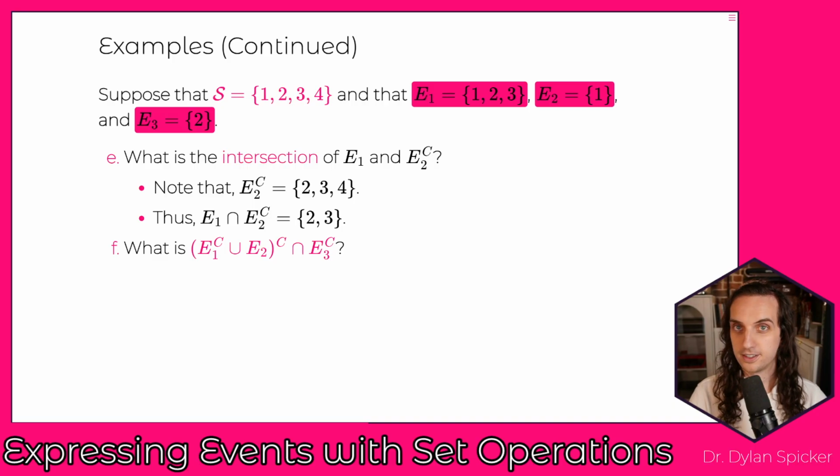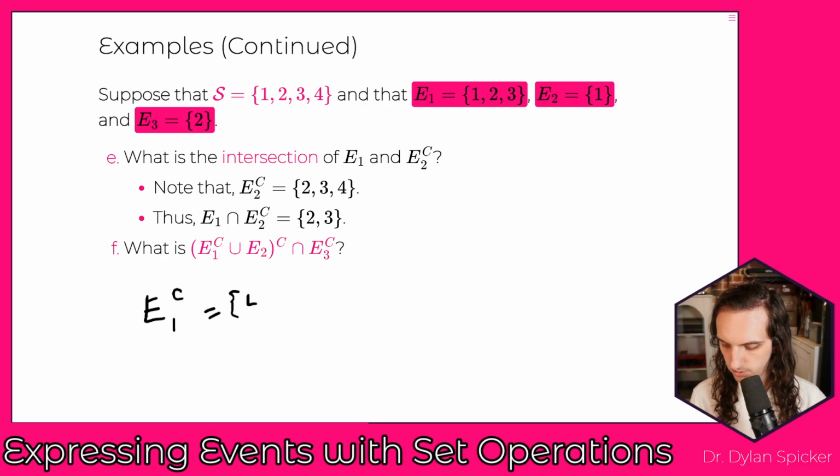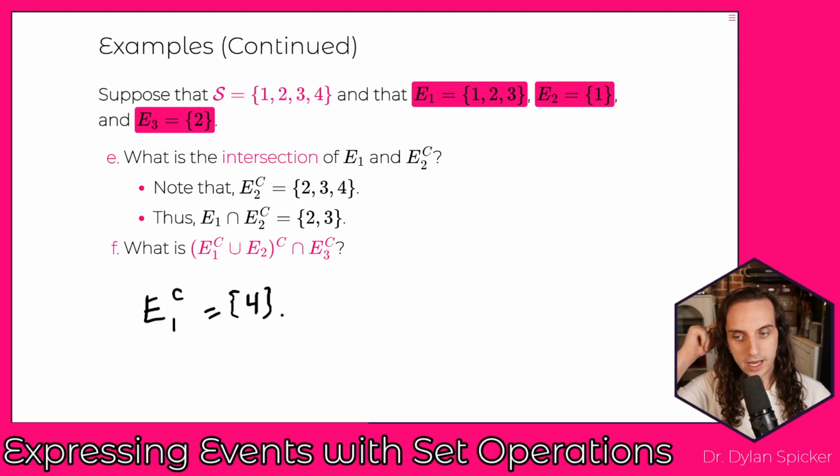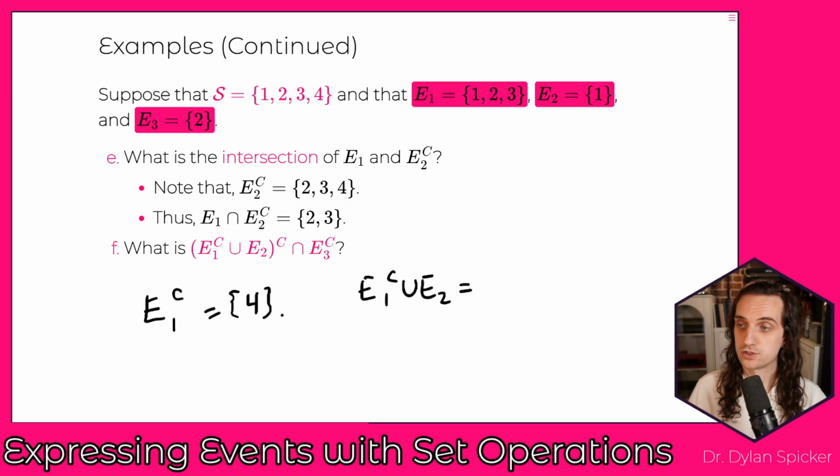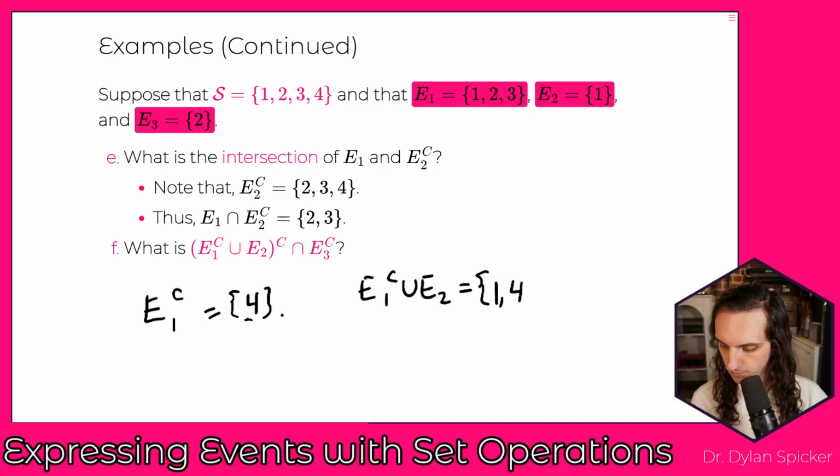But if you want to see how this is done, again, we'll take this one single piece at a time. So we start here with wanting to think about E1 complement. An E1 complement is everything that's not in E1. So that's just the set 4 here. Okay. And so what happens if we take E1 complement union E2? That's going to be what's in E1 complement and also what's in E2. That's a 4, and then E2 is just the set 1. So then we have 1 and 4.